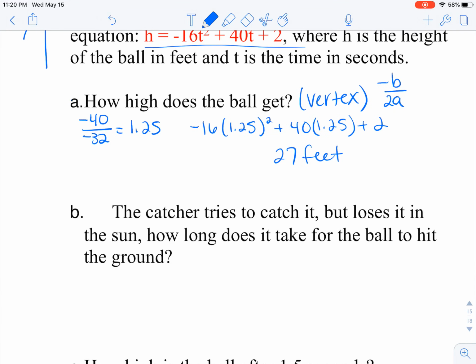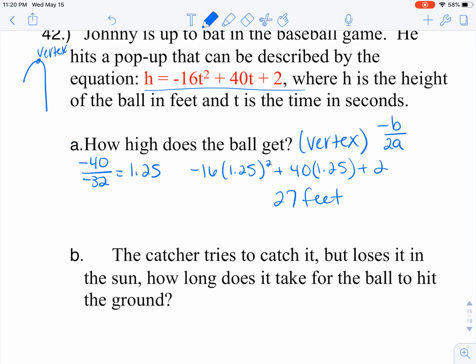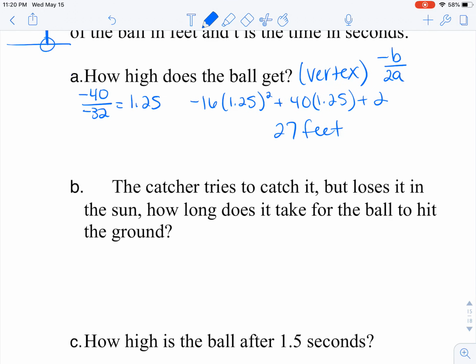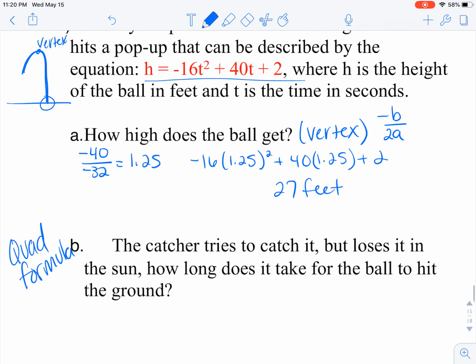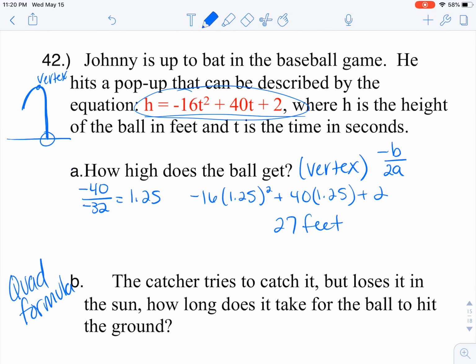So how long does it take for the ball to hit the ground? So here's the ground. I want to know how long it took from when he hit it, to go all the way down and hit the ground. So we're looking for time. Anytime you're looking for how long until it hits the ground or how long until it resurfaces, things like that, you're going to be using the quadratic formula to solve. Okay, so my equation again is this up here.